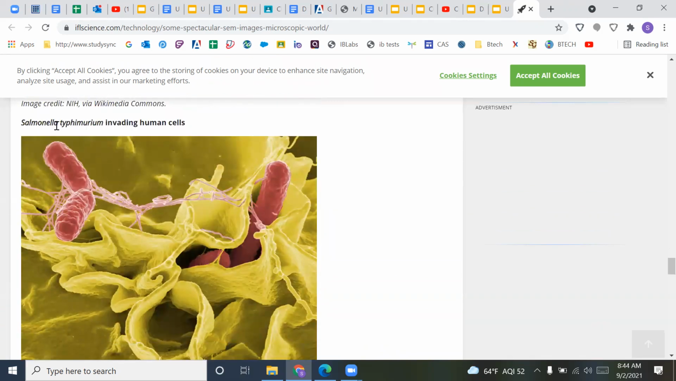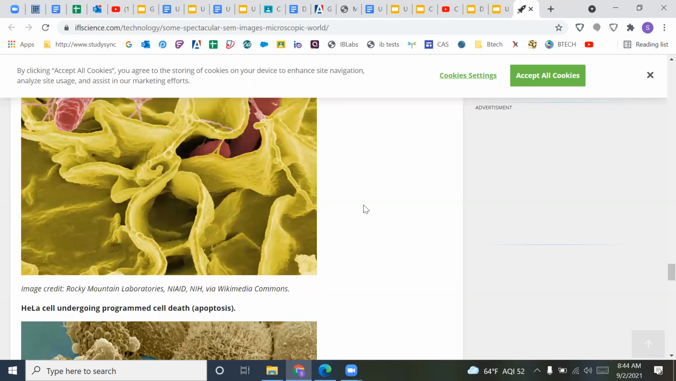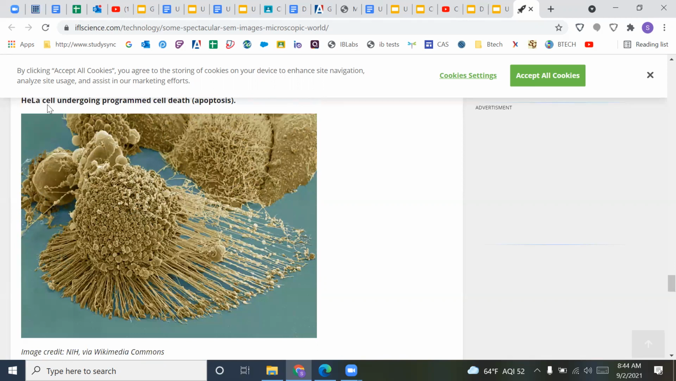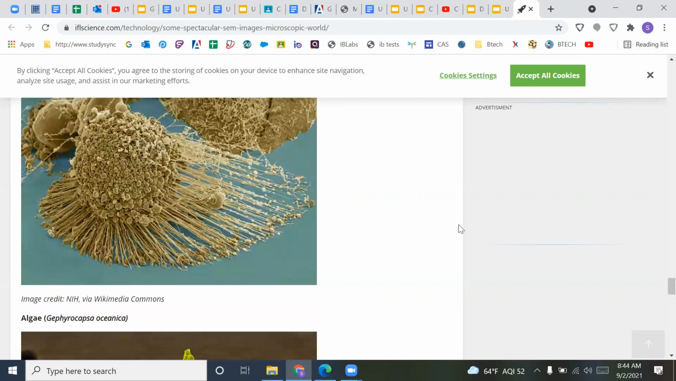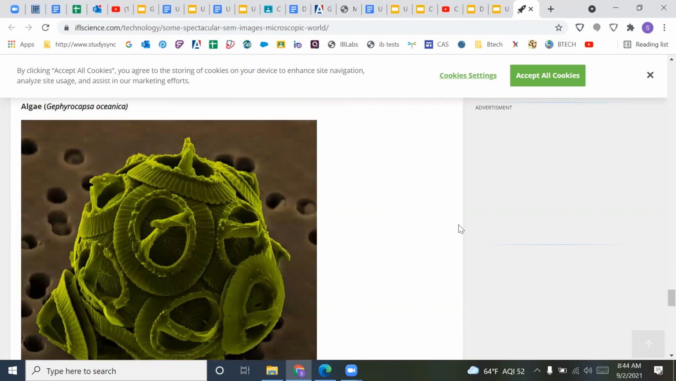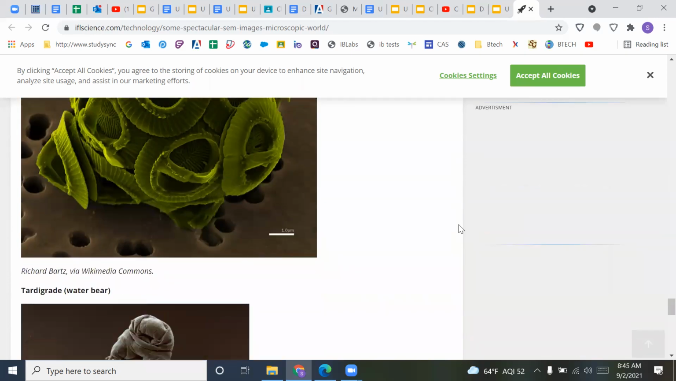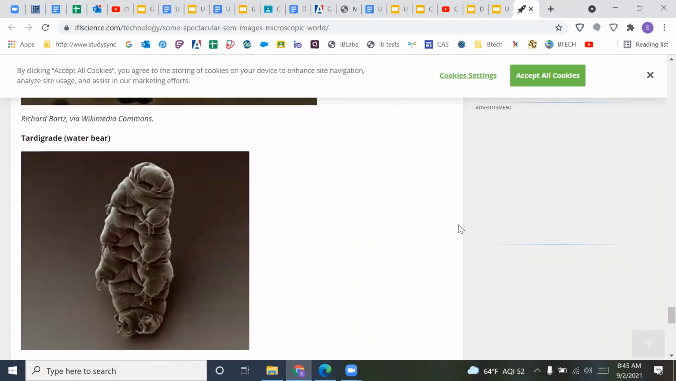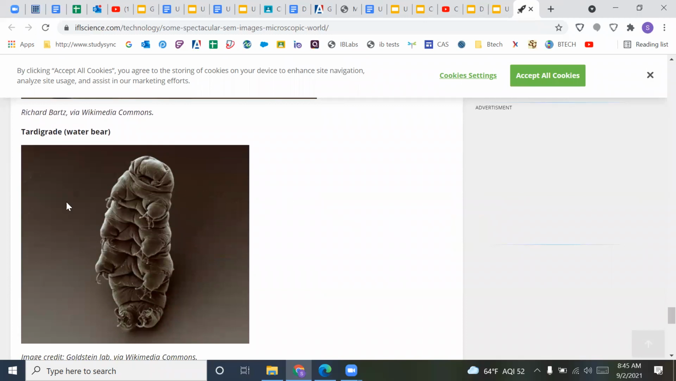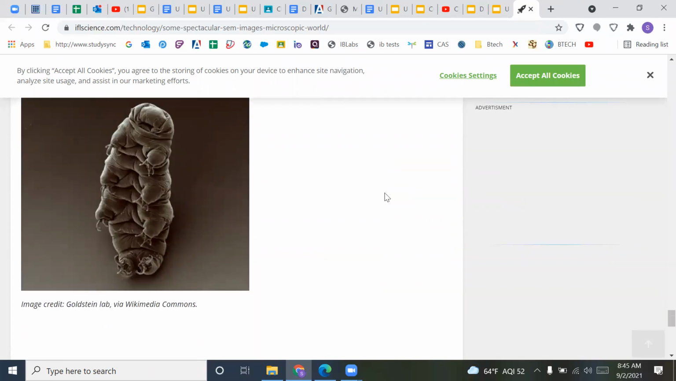Salmonella Typhimurium invading human cells. Here is a HeLa cell undergoing programmed cell death, apoptosis. Here is algae. That's kind of fun. I mean, it wouldn't be super exciting zoomed out, but it's pretty exciting zoomed in. SEM. The water bear is so cute. There's lots of other pictures.